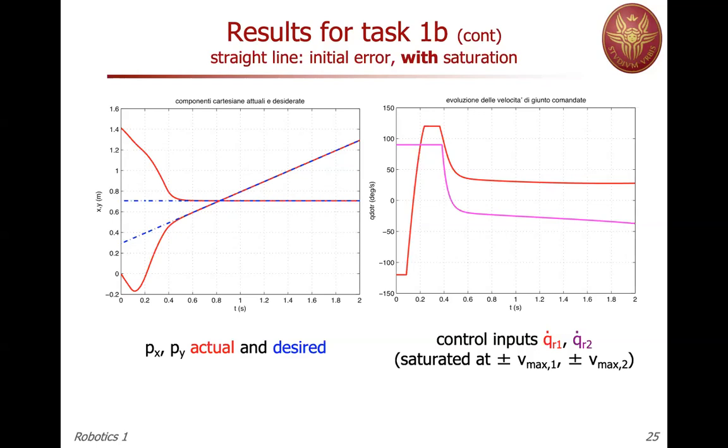So we are giving commands which are not the one that would bring us closer to the desired trajectory, so which will reduce exponentially the error. In fact, we are going in the wrong direction. And only when we exit the saturation of the first joint velocity, but we enter soon after the saturation in the other direction. So about 0.4 seconds, we exit from saturation for both commands.